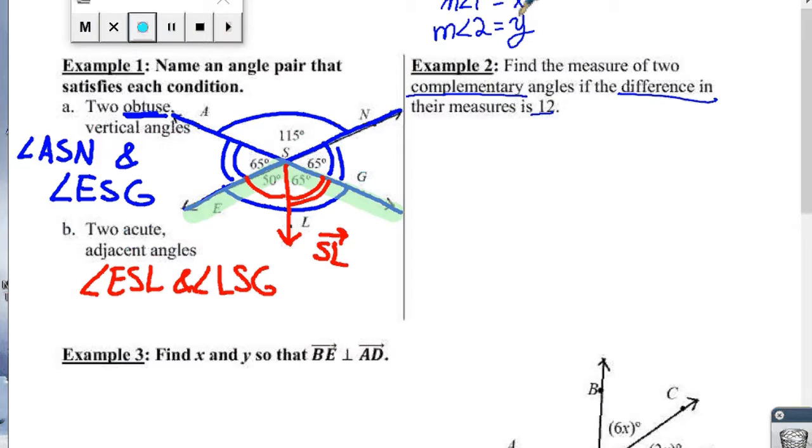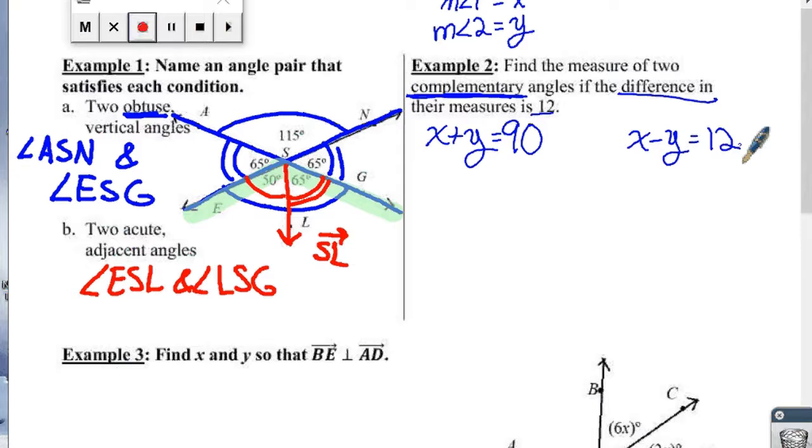Now, I have that they are complementary. Complementary means that their measures have to sum to 180 degrees. So I can say X plus Y, excuse me, not 180 degrees. Complementary means 90 degrees. So X plus Y has to equal 90. Now I also have that the difference in their measures is 12. Now difference means subtraction. So if I do x minus y, I'll get 12. So I have these two equations, and I need to solve them.